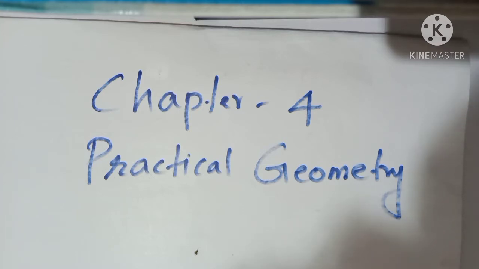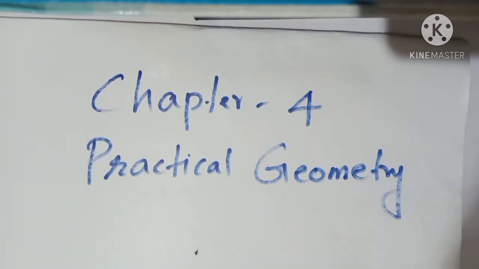Today we are going to continue with chapter 4, Practical Geometry. In the last class we saw how to construct a quadrilateral using the first method. What is the first method? We learned how to construct a quadrilateral when the measurements of four sides and one diagonal are given. We saw that in the previous session. Today we are going to learn the second method.